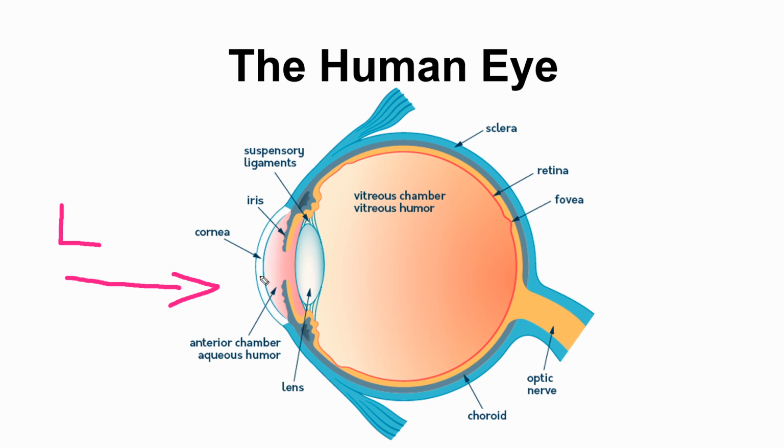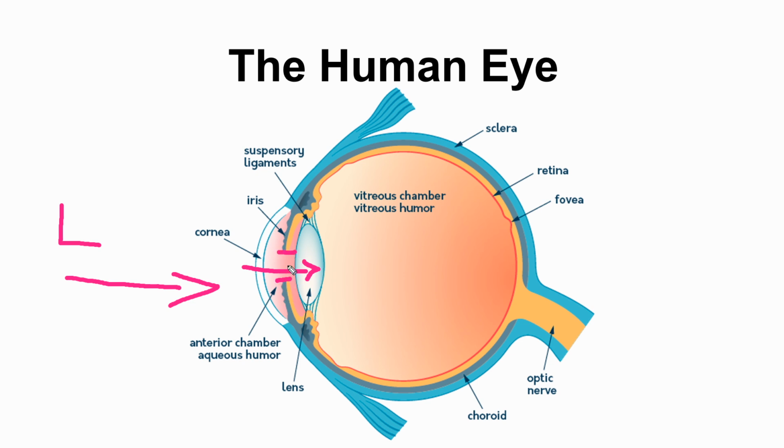And it marks the boundary of the anterior chamber. That's where our aqueous humor is. So that's a fluid that just helps that part of our eye hold its shape. And so we're going to be passing through something that is technically marked on here, and this is our pupil.